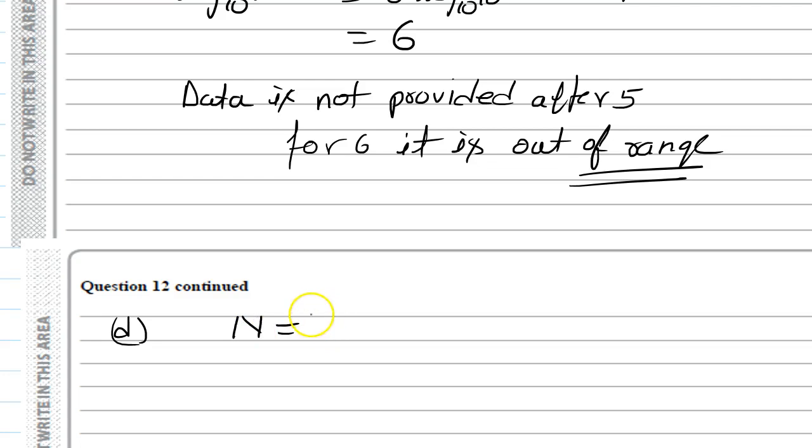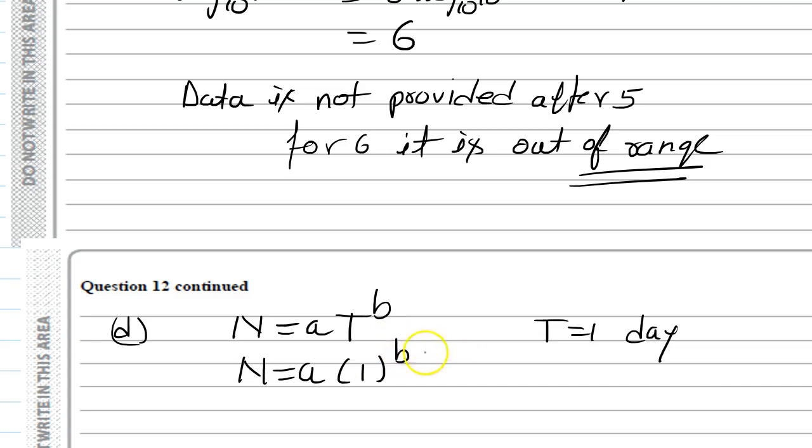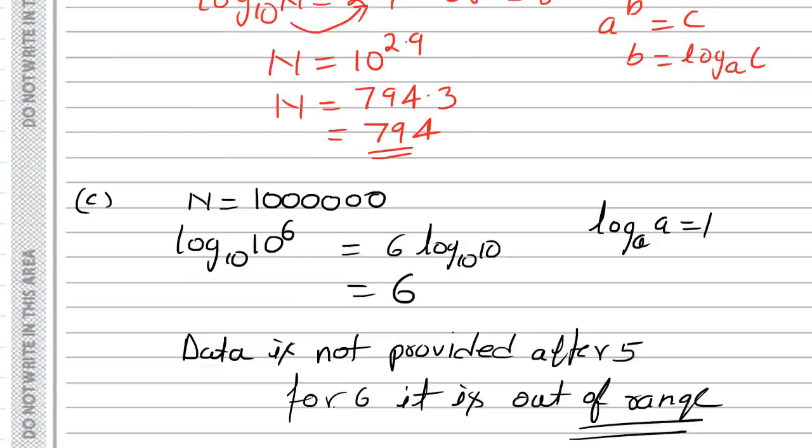Capital N is equal to small a t to the power b. So if we take capital T as 1 day, 1 day after, let's write down N is equal to a times 1 to the power b. It doesn't matter what number it is, 1 to the power of any number will be 1. So this will be capital N is equal to a.